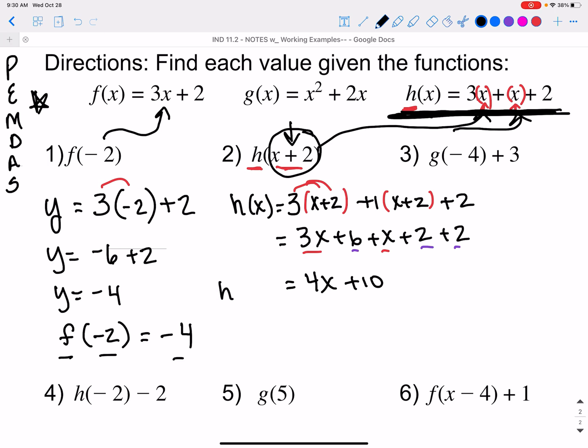So when I take my h of x plus 2, right, when I use my h function with my ingredients of x plus 2, my answer is 4x plus 10. And you can't get any more simplified than that, okay? That's your answer. You just leave it just like that.